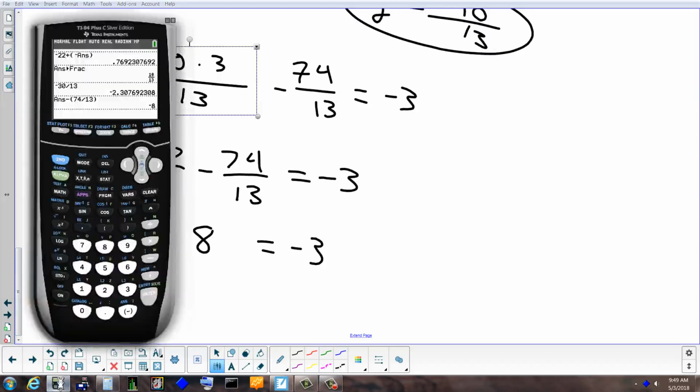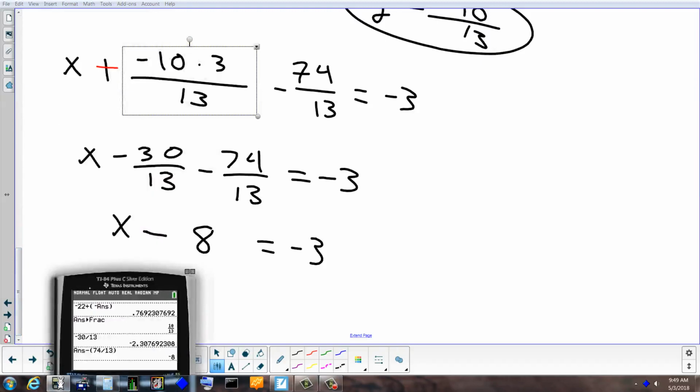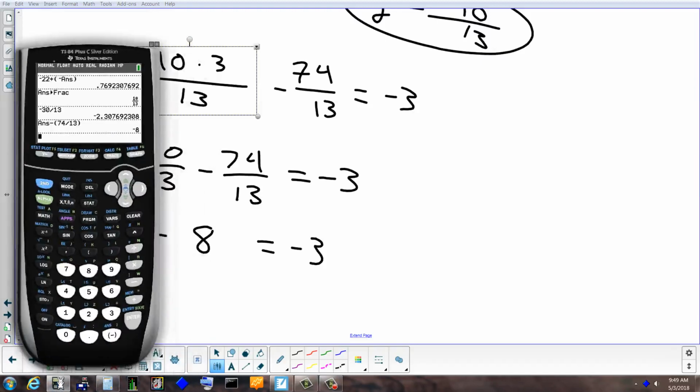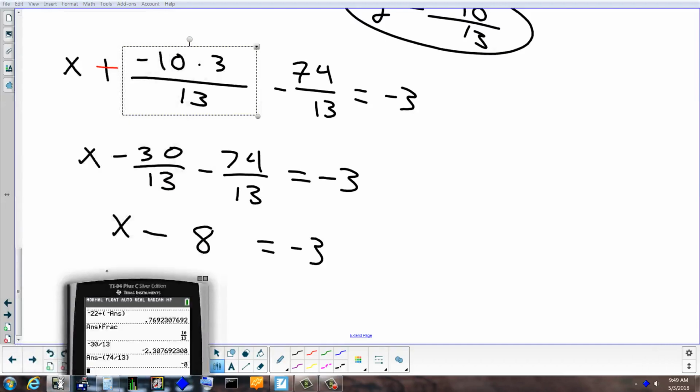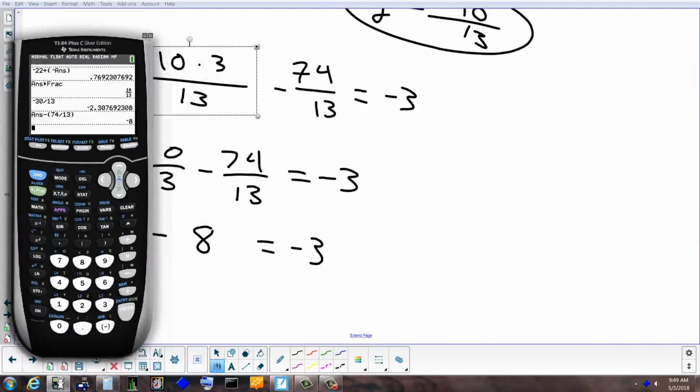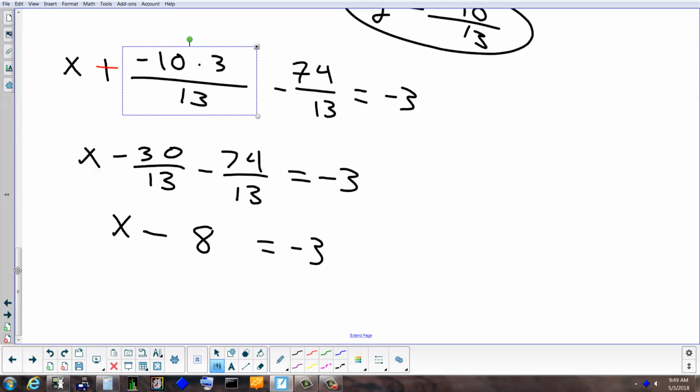Right, I'm just going to double check. We had negative 30 over 13 minus 74 over 13 equals negative 8. Any question on that stuff? Seems okay. So as long as we did all that right, what does x equal? Yeah, 5.